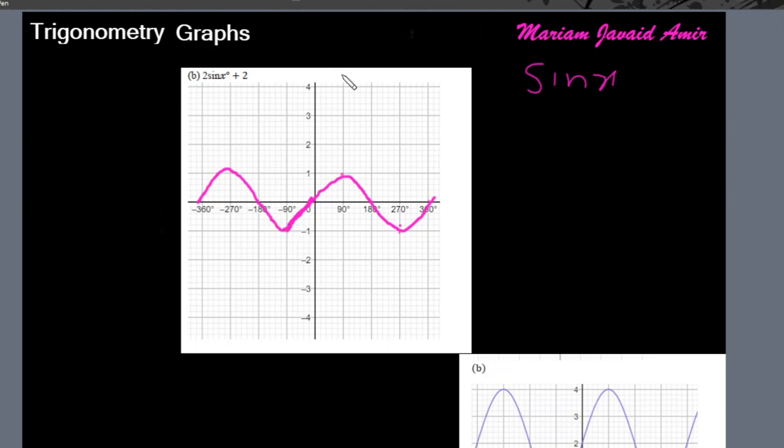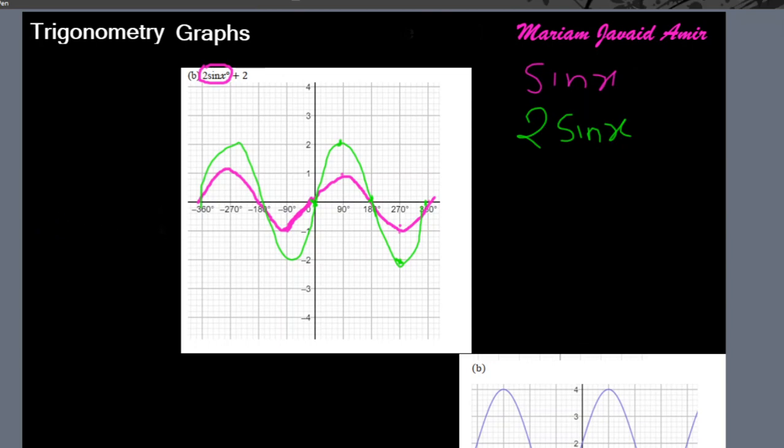Alright, next I would draw the graph for 2 sine x. So for 2 sine x, I'll multiply every value on the y-axis with 2. So this stays 0, this becomes 2, this stays 0, this becomes minus 2, and this stays 0. Okay, so this is the graph for 2 sine x.